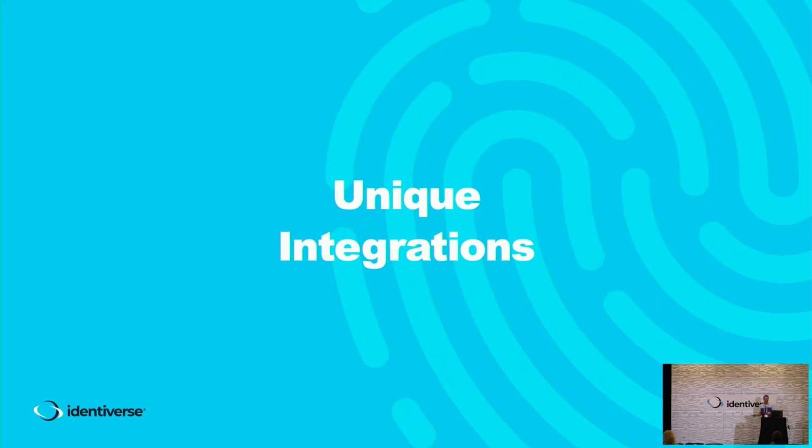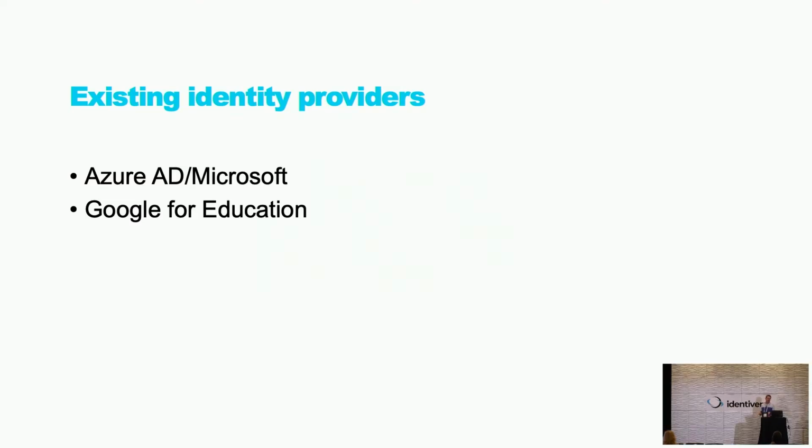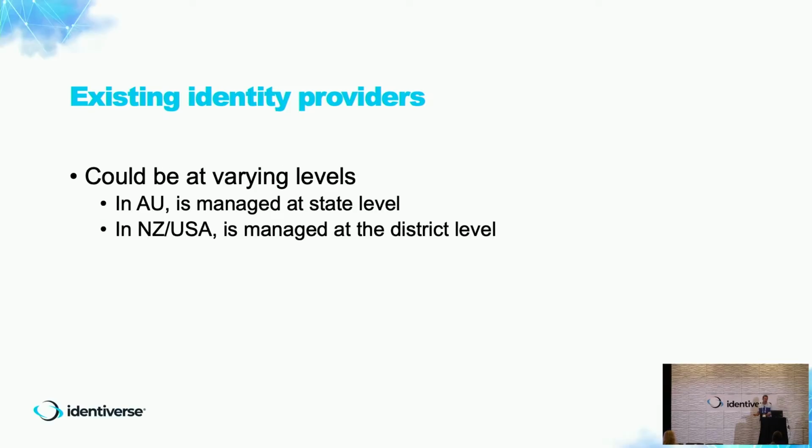Let's talk about some unique integrations. You're probably going to be integrating with an existing identity provider. Most kids get issued some kind of username and password, and it's stored someplace else. So if you are working in that landscape, you're going to be integrating with an existing system. These are two common ones. One thing that was interesting to me is that they are administered at different levels. In Australia, they're administered at the state level, and in New Zealand and the USA, it's the district or possibly the school level.